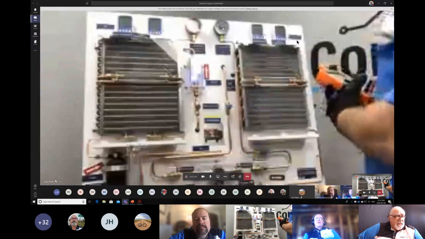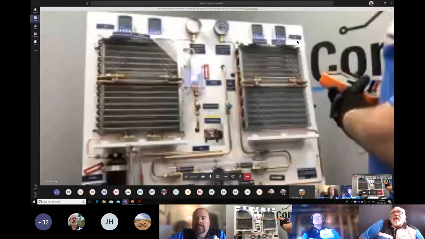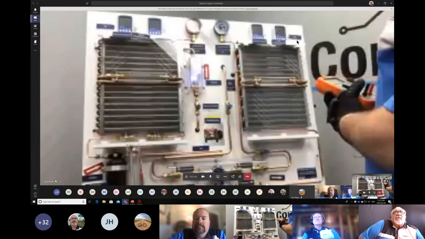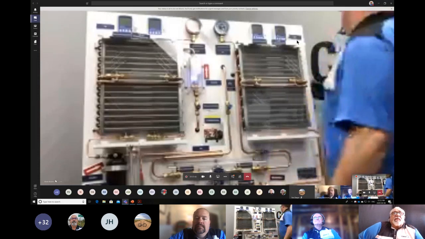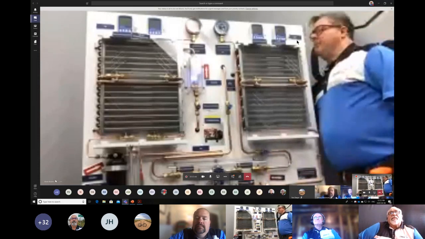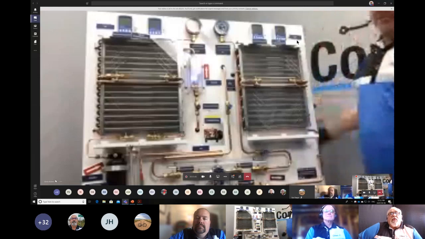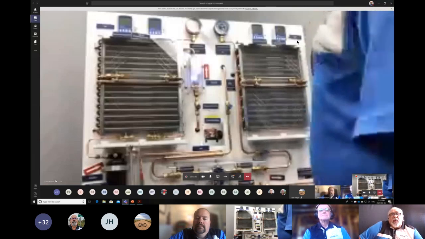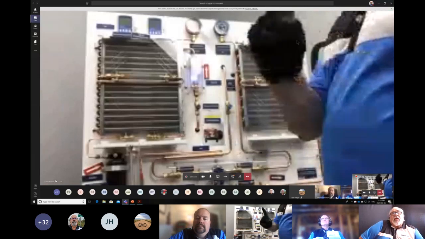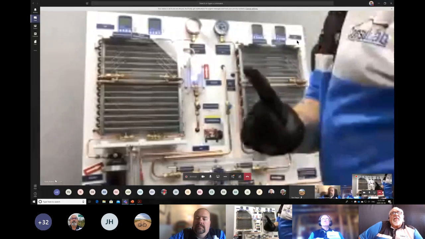Now, one of the other things we're going to do quickly is reduce the fan speed on the evaporator down to a lower level, which is now going to reduce the heat load on the evaporator, and we should see it fluctuate the other way. I have the fan speed on 1 right now.